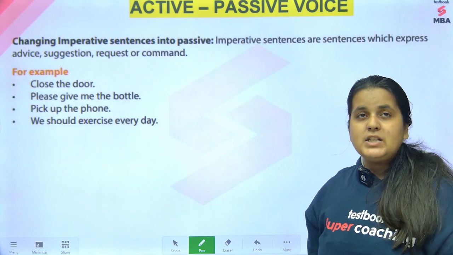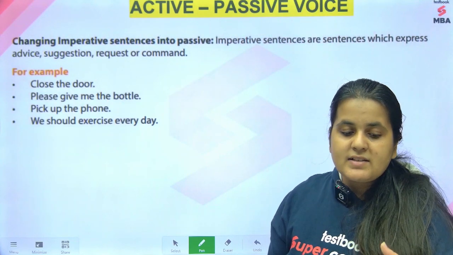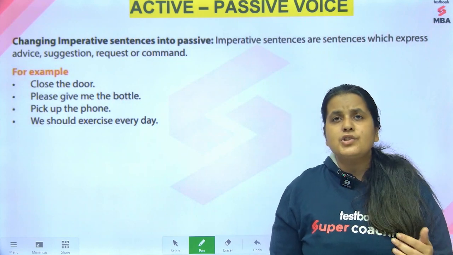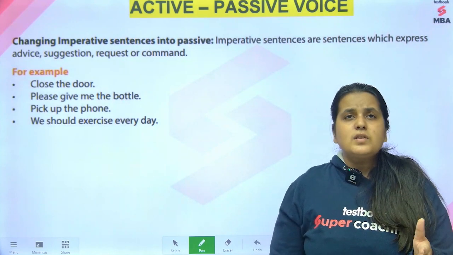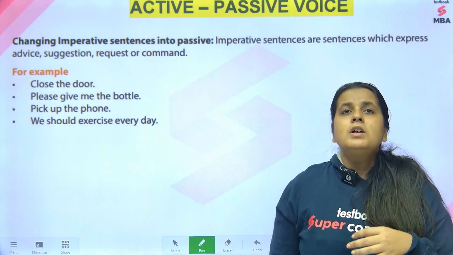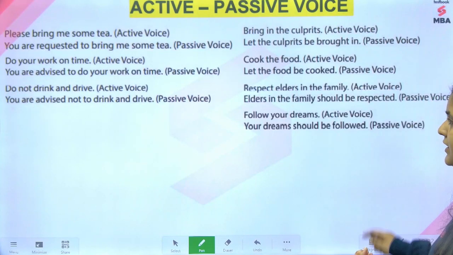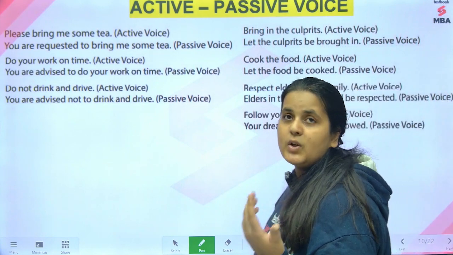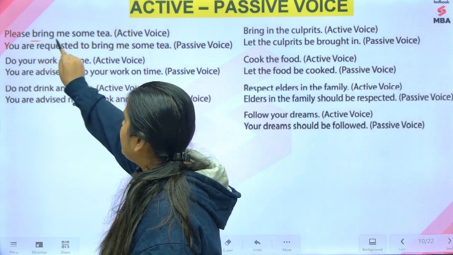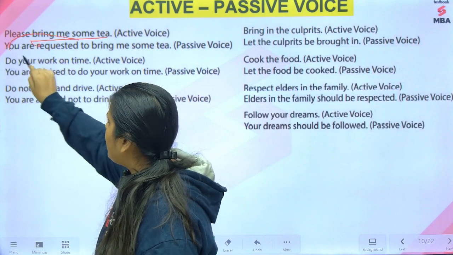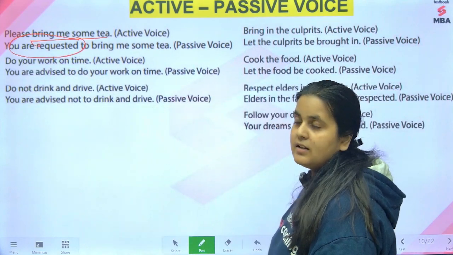What about imperative sentences? Imperative sentences are basically, you know, you're either making a request or an advice or a suggestion, or you're giving an order like close the door or please give me the bottle. तो यहाँ पे दो तीन possibilities होते हैं and I have put that in the list here. For example, if it's a request, please bring me some tea. So you can change it to, क्योंकि request है, you can say you are requested to bring me some tea.